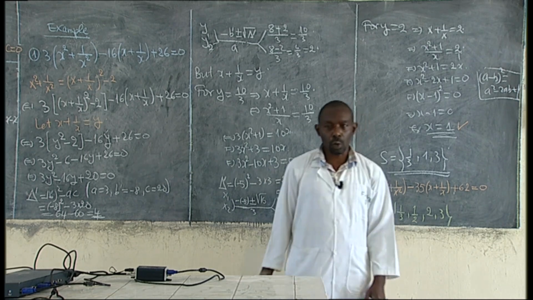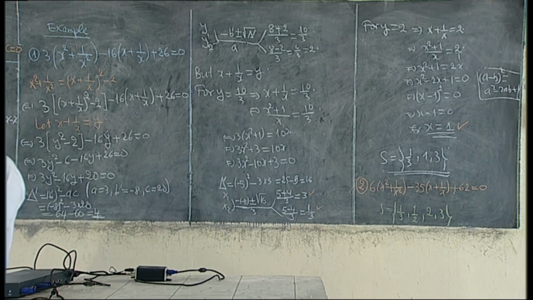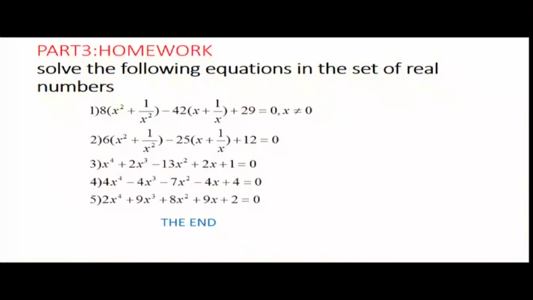You have your time. Then I can't leave you like this, you may have a homework. The homework is made of 5 equations. All those equations, as you see on the screen, 1 and 2 are similar to these ones, 1 and 2. But number 3, 4, and 5 are somehow different.